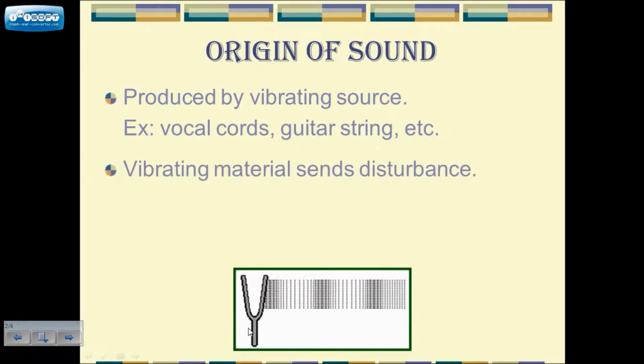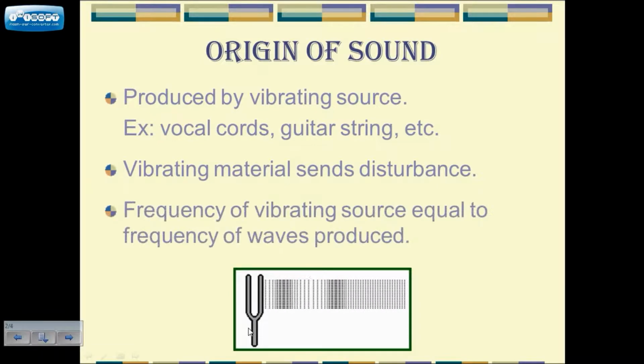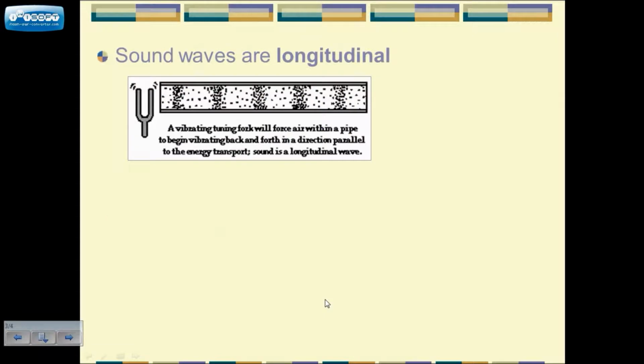The vibrating material sends a disturbance, and the disturbance is those compressions and rarefactions, and the frequency of the vibrating source equals the frequency of the waves produced. So a 512 hertz tuning fork will create a sound wave in the air at 512 hertz. Everything will be equal. So sound waves are longitudinal, which means that you create a vibrating source which gives you compressions and rarefactions.